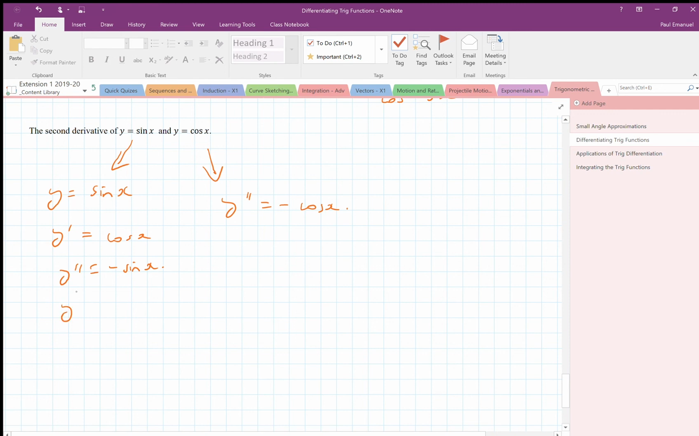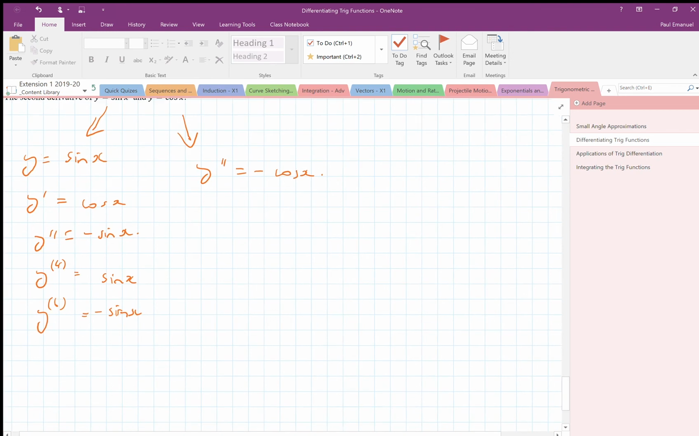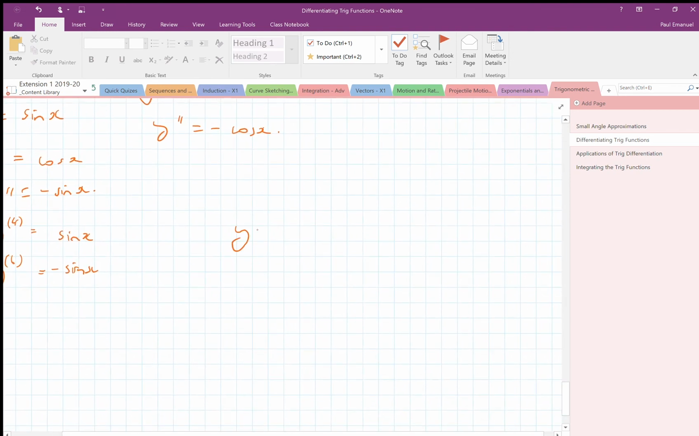If I did the fourth derivative, which I can annotate like that, I'd go back to sine. If I did the sixth, I'd get back to negative sine. And this is just something that's worth knowing as much as anything. And you could even say that, for example, if y is sine ax, then because you're using the chain rule twice, the second derivative is negative a squared of sine ax.